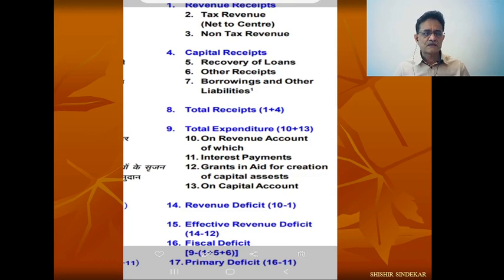Then the most important part is number 16, that is fiscal deficit. Fiscal deficit, go through that number 9, that is the total expenditures minus 1, that is the revenue receipt, definitely. So total expenditures minus the receipt, and plus 5 plus 6, that specifically shows that borrowings or loans raised by the government are not the original income for the government. So exclude those borrowings, exclude the loans raised by the government, and then find out the amount of revenue income generated by the government.